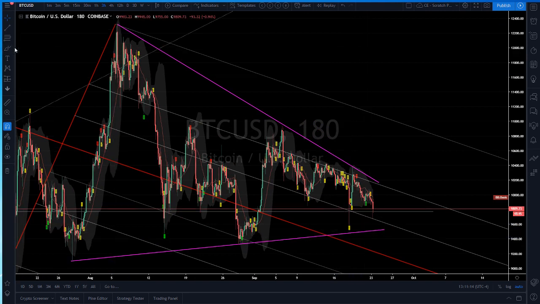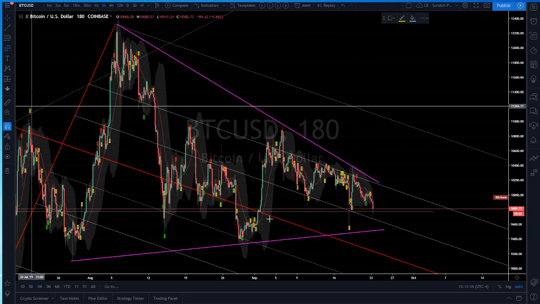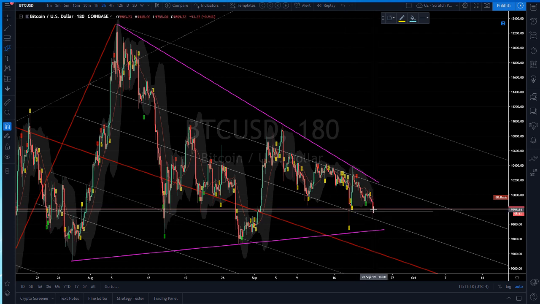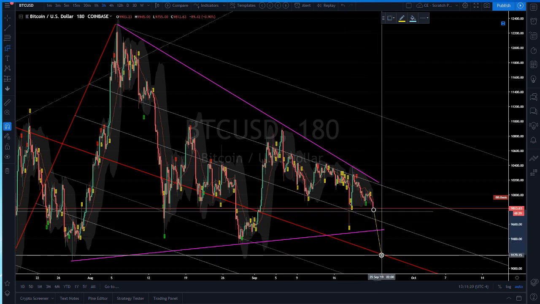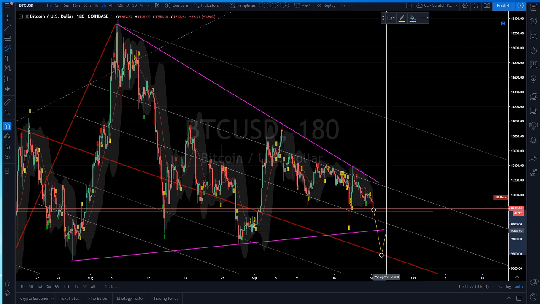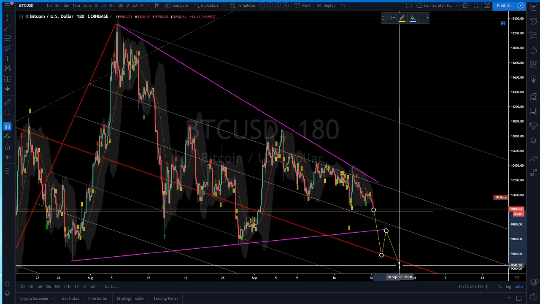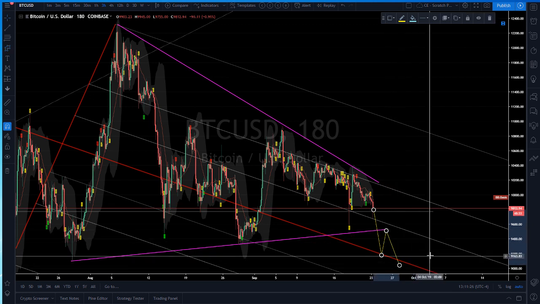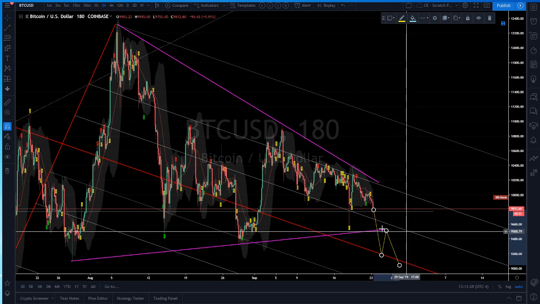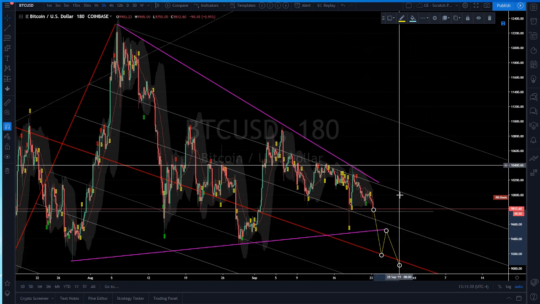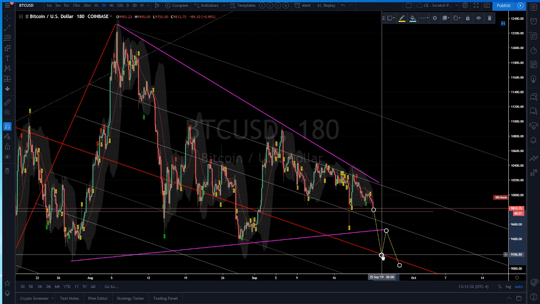Now, if we do come down and break down below this, this is kind of what I'm going to expect to see happen. So going down, taking my polyline, if we come down and tag this median line, my expectation is we're going to come up and retest this, and then we're just going to completely roll over. I don't expect us to pop up and out of this if we break down this far.